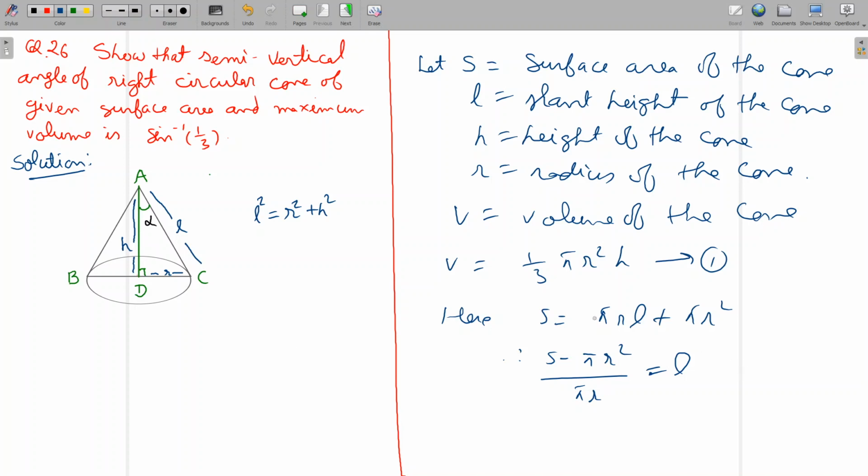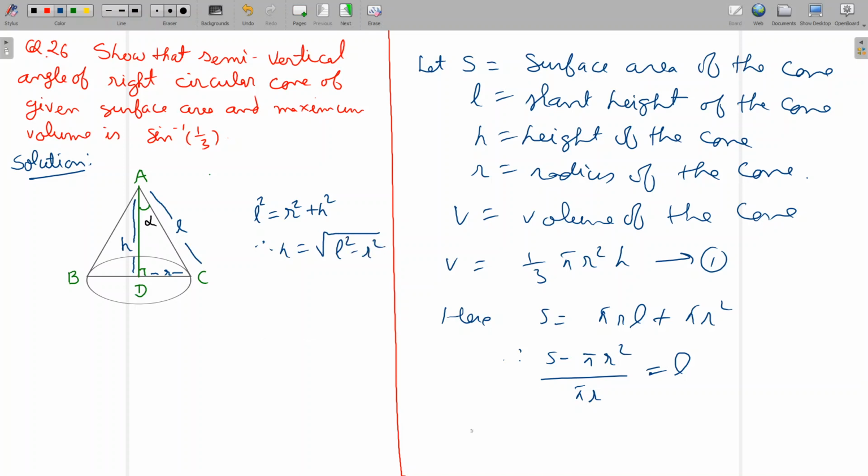Now from this we know that in a cone, L square equals R square plus H square. So from this we can get the value of H. So H will be, therefore, H equals root of L square minus R square.